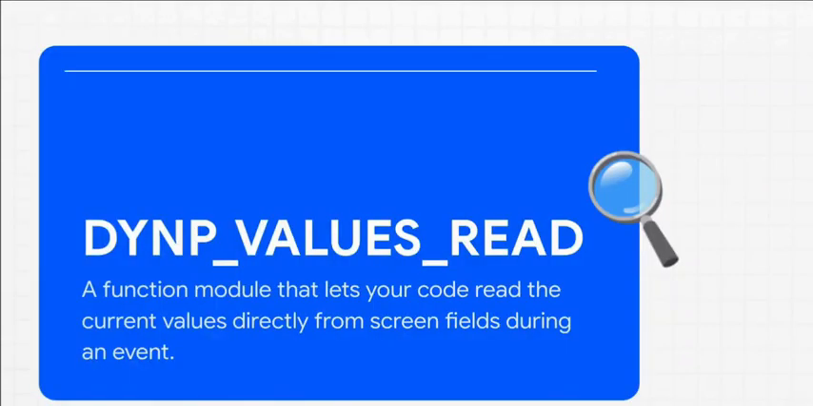So how do you fix this? You need a secret weapon. And that weapon is a function module called dynpValuesRead. Think of it like this. It lets your code pause for a second, reach out directly to the screen and ask, hey, what does the user actually have selected right now? It bypasses the lagging memory and gets you the real-time truth.